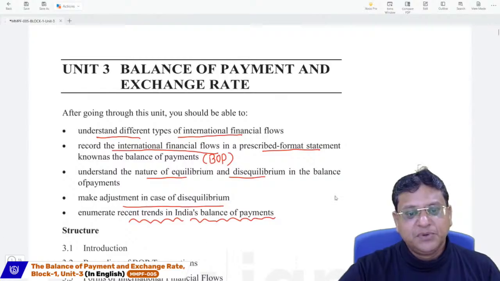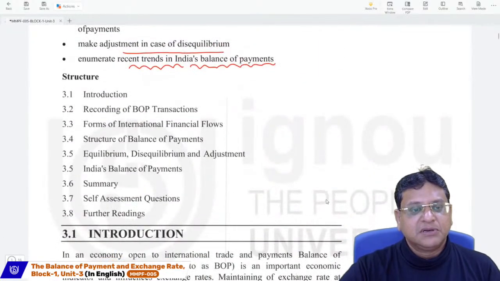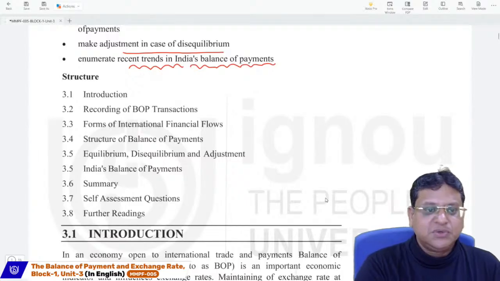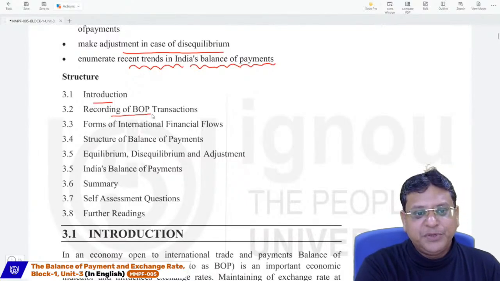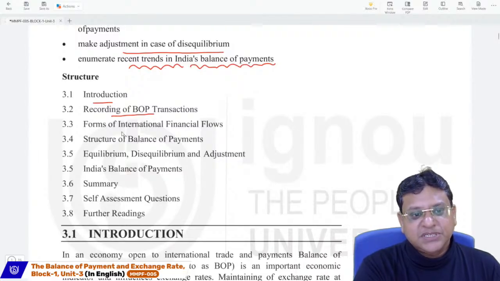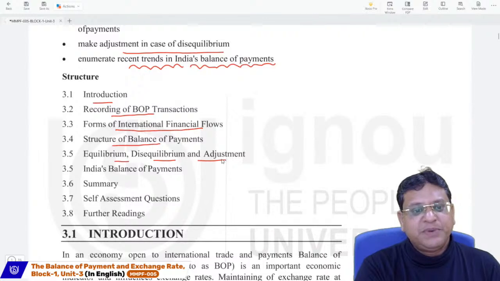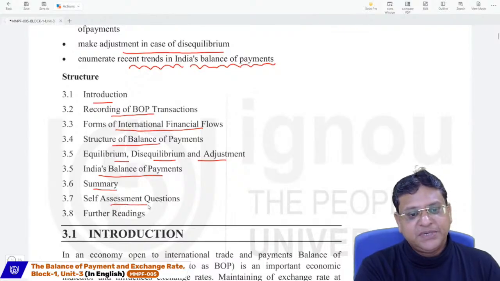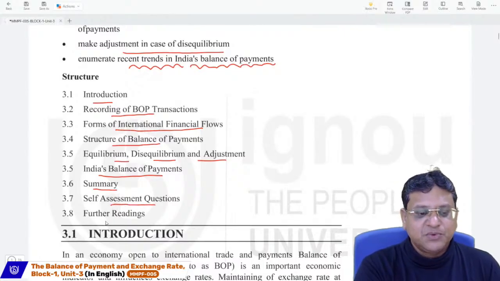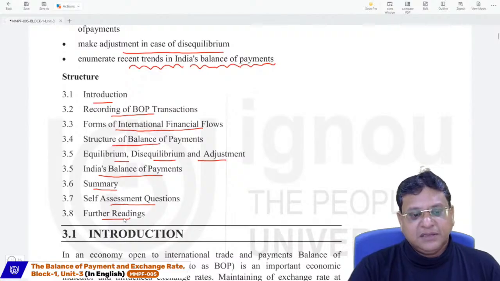First, let me tell you the structure of my discussion. First, I will give an introduction to the topic. Then we will discuss the recording of BOP transactions. Next, we will discuss forms of international flows. Next, structure of BOP, equilibrium, disequilibrium, and adjustment. Next, we will discuss India's BOP. I will summarize my discussion. We will discuss some self-assessment questions and further reading.